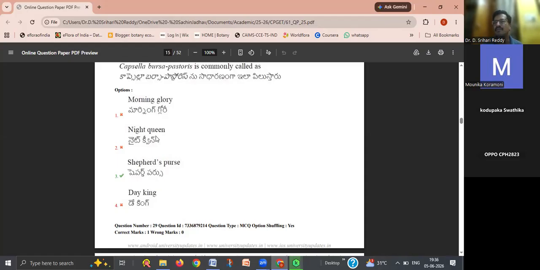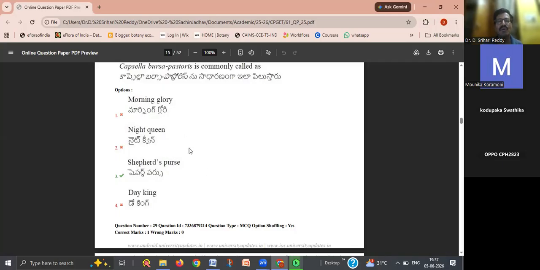Night queen, it is a common name for Cestrum nocturnum. And day king, it is a common name for Cestrum diurnum. So you should know all these names. Sometimes they may ask about morning glory also. Botanical name of morning glory, or botanical name of night queen, botanical name of day king. So you must remember all these names.